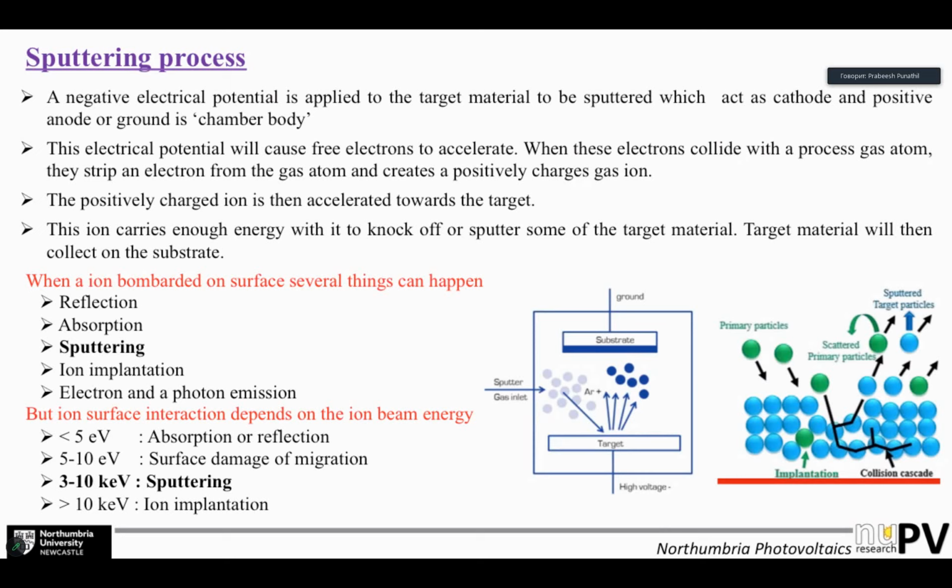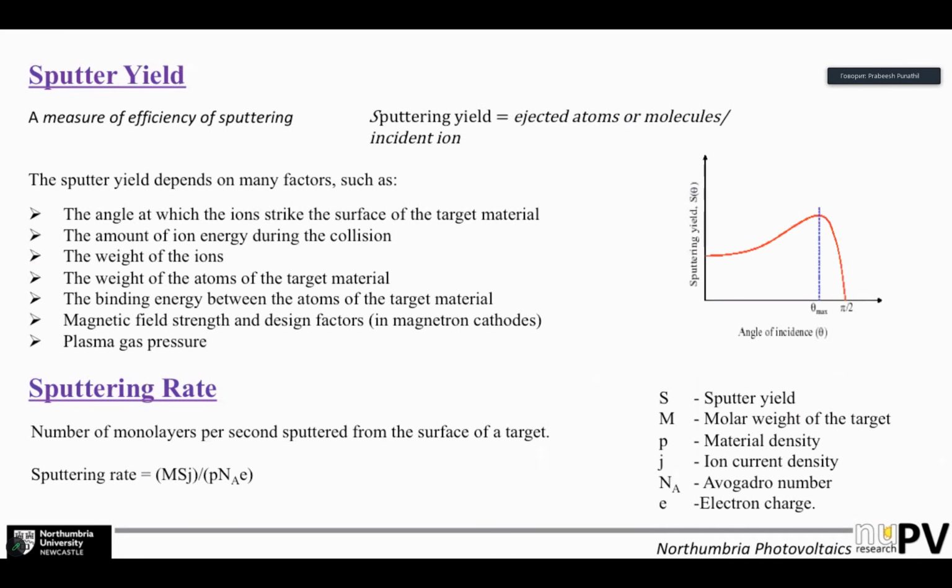This interaction depends on the ion beam energy. If it is less than 5 electron volts, absorption or reflection may happen. In the range of 5 to 10 electron volts, surface damage or migration will happen. To achieve good sputtering, we need an energy of at least 3 to 10 kilo electron volts. If it is more than 10 kilo electron volts, ion implantation will happen, which is not good for sputtering. To measure the sputtering quality, we use the sputtering yield, which is the ratio between the incident ions and the ejected atoms.